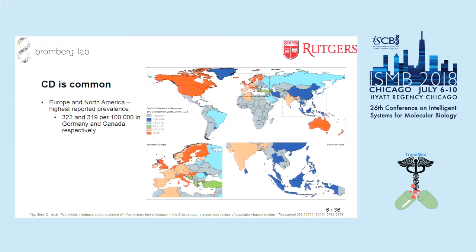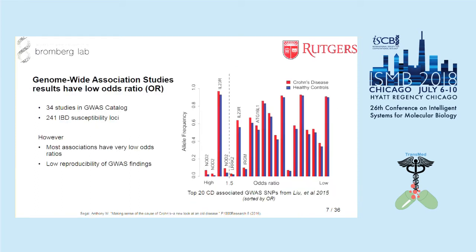And it's also a very common disease. It's reported that Europe and North America have the highest prevalence and incidence. Up until now, there are a lot of GWAS studies about the disease. Over 200 susceptibility loci have been found. Here is one result from one of the GWAS studies. You can see that on the x-axis is the odds ratio, and except for these 4 variant loci, the others all have very low odds ratios close to 1.